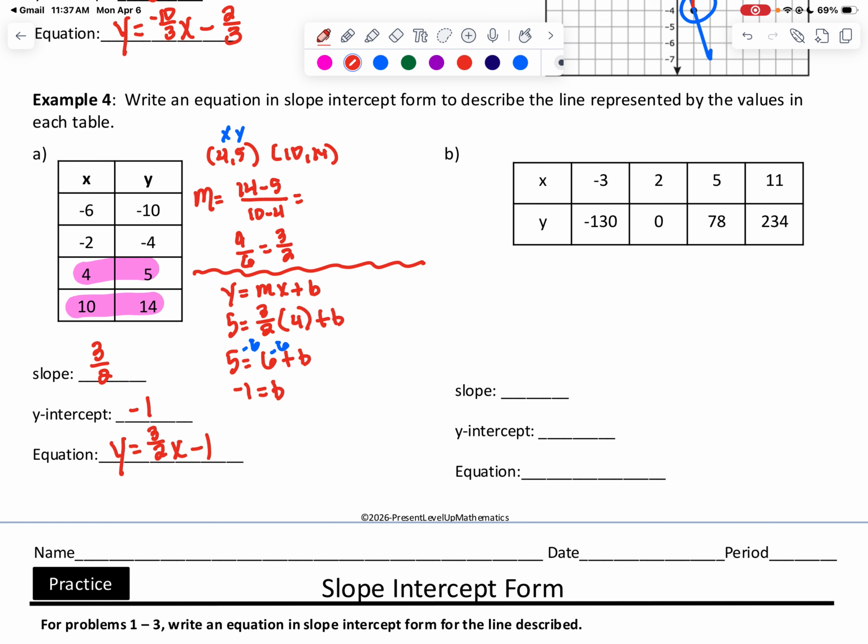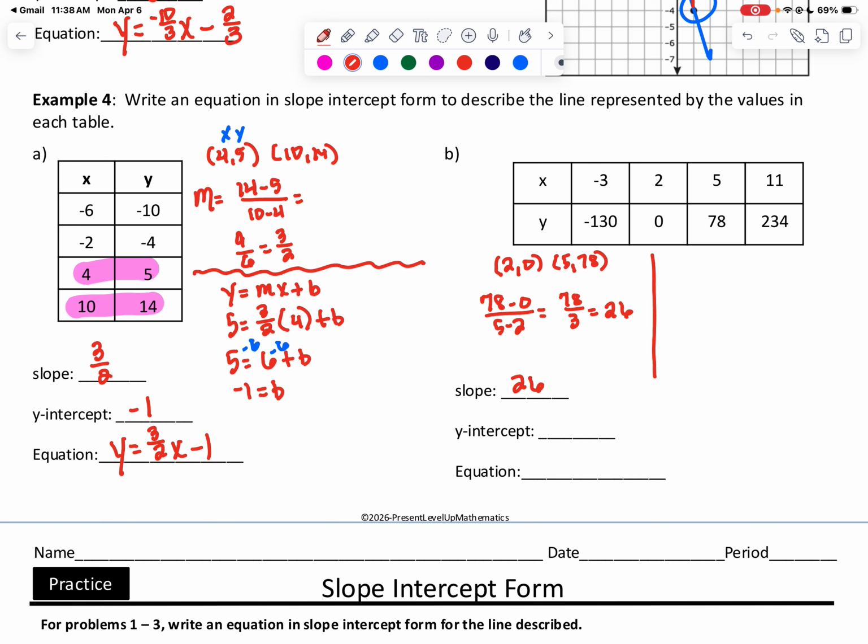All right, pause the video and try problem B on your own. All right, welcome back. I used the points 2, 0, and 5, 78. So 78 minus 0 over 5 minus 2 is equal to 78 over 3, which reduces to 26.